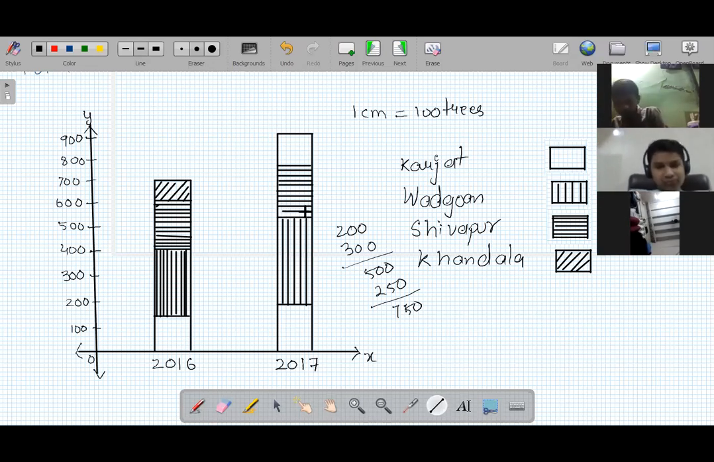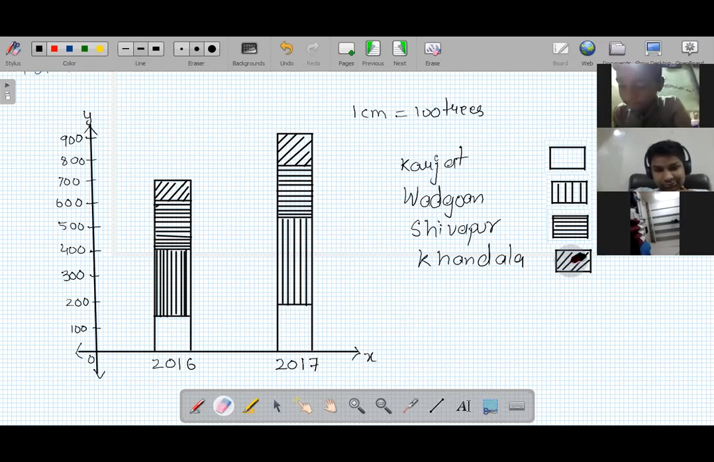And the last remaining is for Khandala. Khandala, and we'll directly do the pattern for it. So this is for Khandala. So this is my subdivided bar graph. Is this clear? So I've done everything.